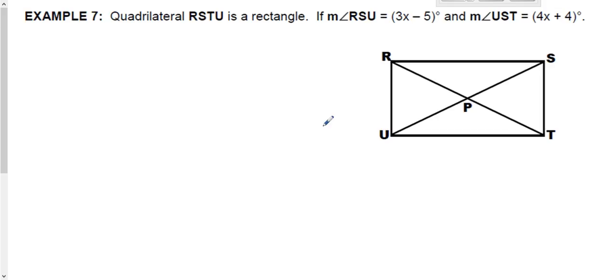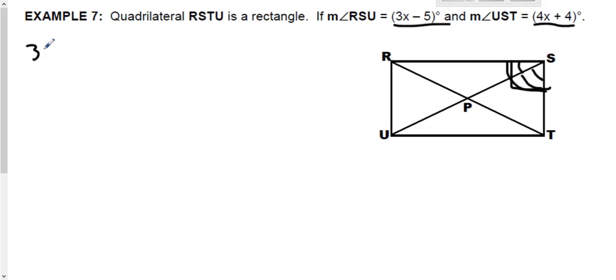And last, example 7. What do we have here? Angles now. The measure of angle RSU, so we go from R to S to U, is just this little piece right here, is 3x minus 5. And angle UST, go from U to S to T, is this angle right here, this second one, is 4x plus 4. Well, we know this whole angle in a rectangle is 90 degrees. So we're going to add up these two pieces, and they will equal 90 degrees, that whole angle in the corner.